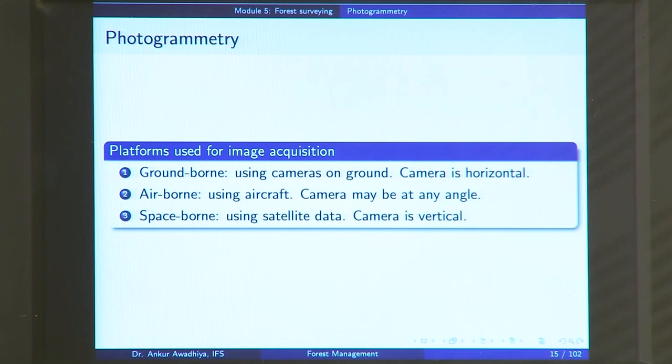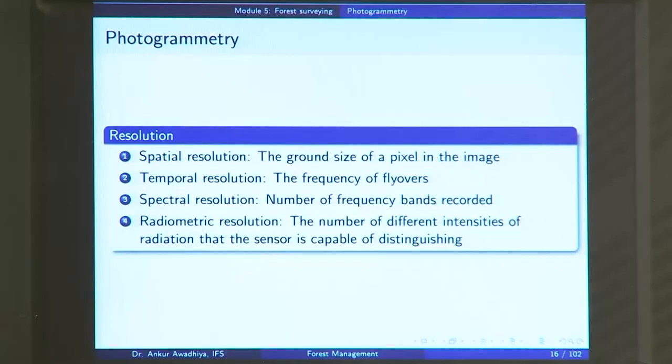Now, when we are taking these photographs, there are some things to be kept in mind. You require these photographs, but you require them at a good enough resolution. There are four different kinds of resolution that we talk about. One is spatial resolution, or the ground size of a pixel in the image. When we were talking about the scale of a photograph, every photograph is made up of pixels.